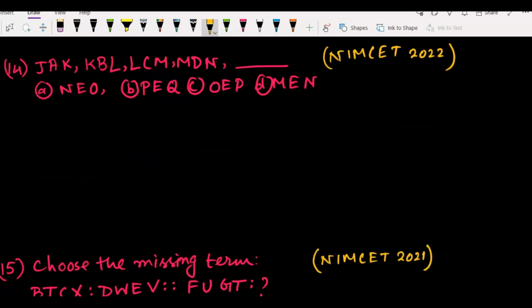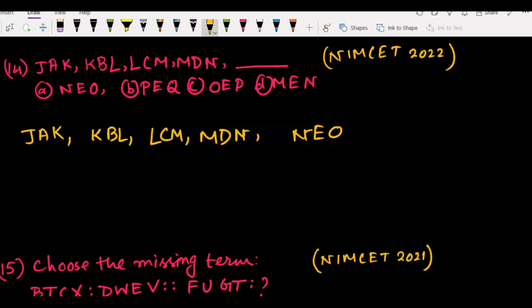Now see this question, this came in 2018 and also 2022. So what was its answer? NEO. So this was J, K, L, M, then we had N, then A, B, C, D, E, and K, L, M, N, O. So the answer was NEO. So the question was repeated. Therefore, it is important to solve the previous year questions.